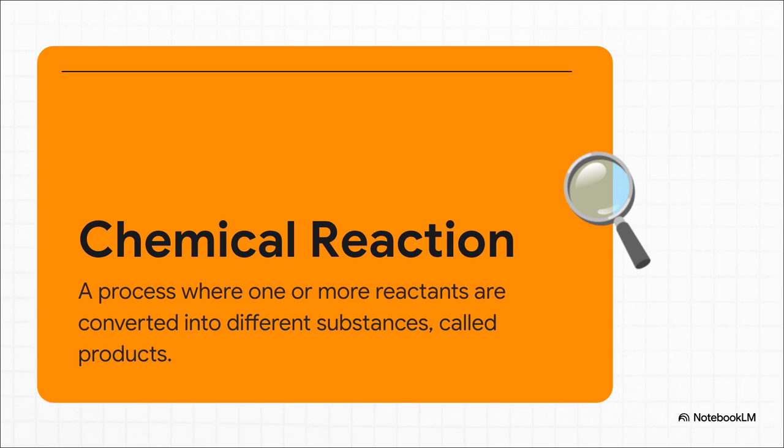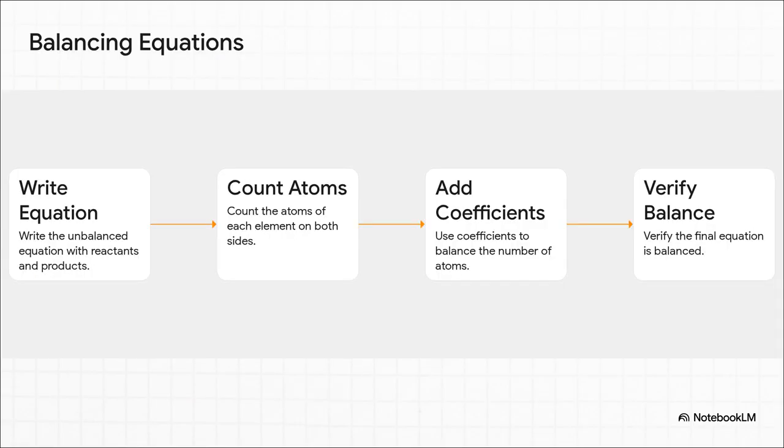You start with one set of things, we call those the reactants, and you end up with something totally new, the products. Now, to write these chemical sentences correctly, we have to follow a fundamental law of the universe, the law of conservation of matter. Basically, you can't just create or destroy atoms in a reaction, you can only rearrange them. That's why we have to balance equations. It's kind of like a puzzle or a little accounting trick, using those numbers out front, the coefficients, to make sure the number of atoms for each element is exactly the same on both sides of the arrow.